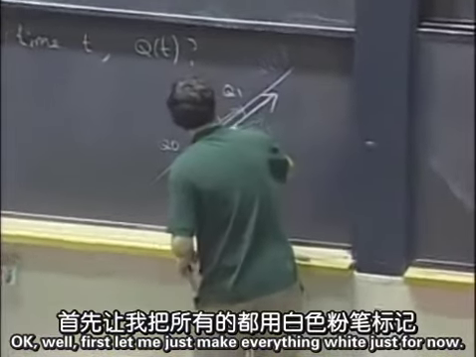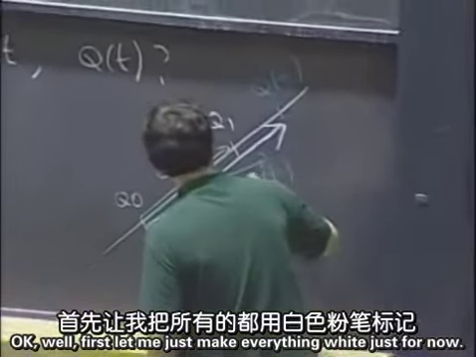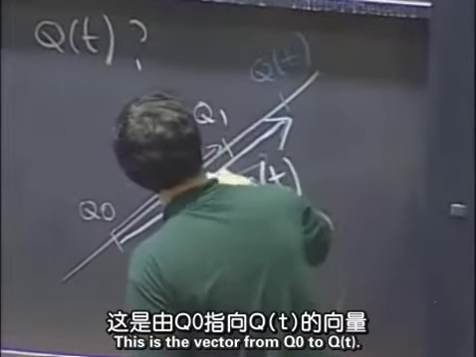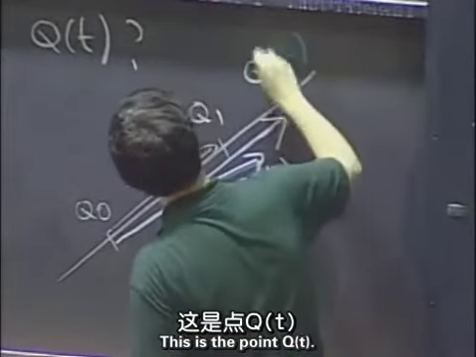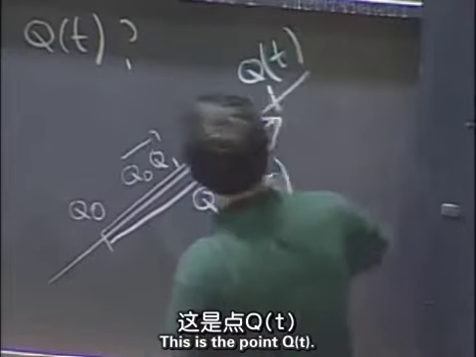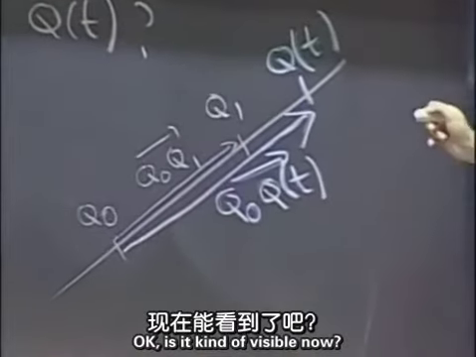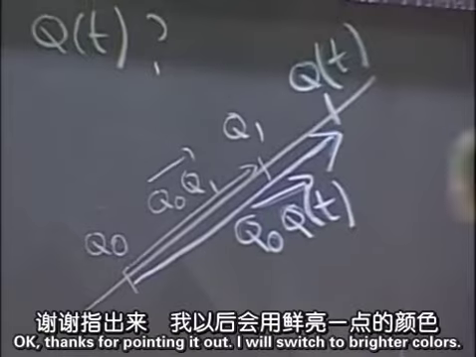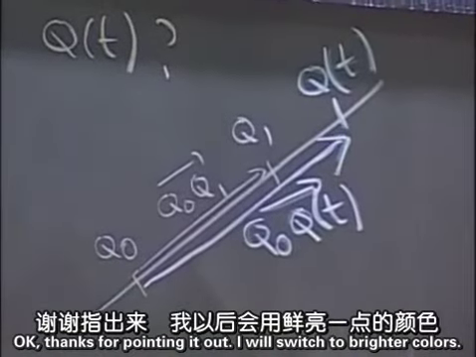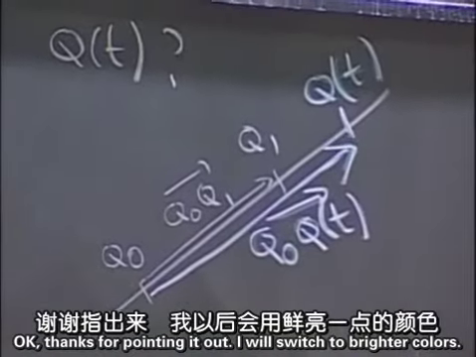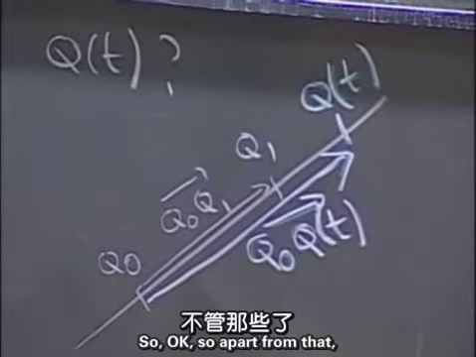For this time, let me just make everything white for now. This is the vector from q0 to q of t. This is the point q of t. Is it kind of visible now? Yeah. Okay. Thanks for pointing it out. I will switch to brighter colors.